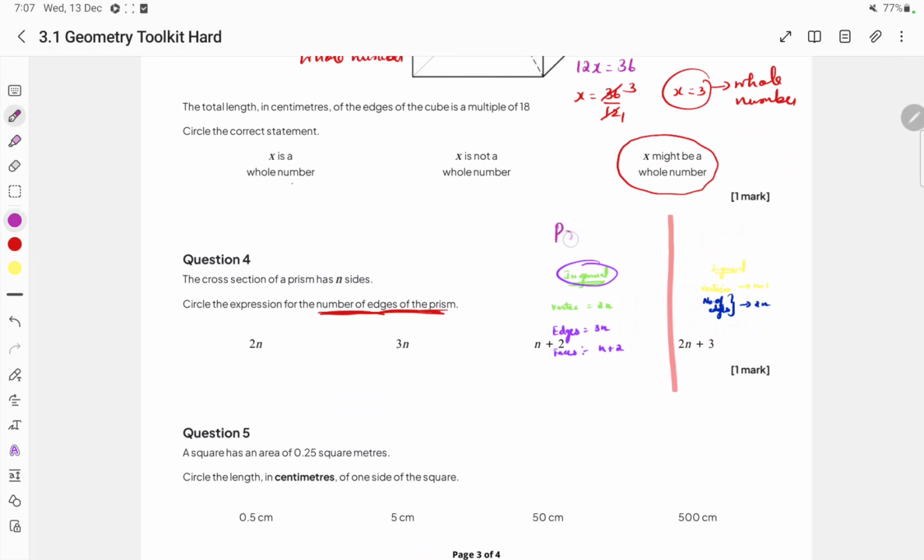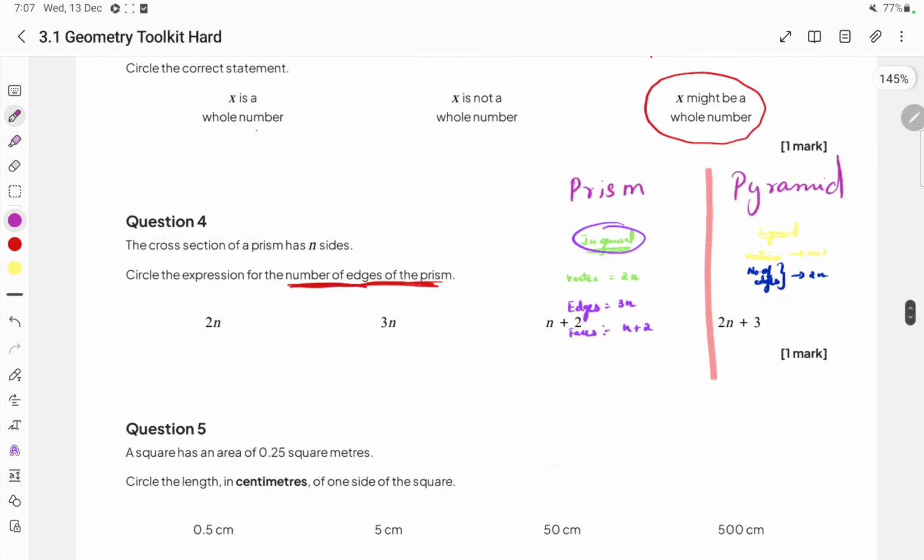This is for prism and this is for pyramid. So circle the expression for the prism. In general, I have written this there. So vertex will be equal to 2 times n, and edges is 3n. So circle the expression of the number of edges of the prism: 3n, that's all. You have to remember this. I have explained this in the easy part.